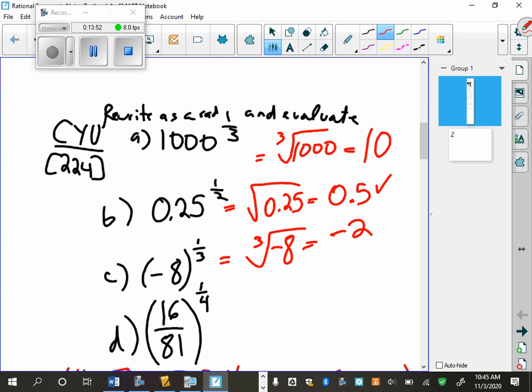Negative 2. Perfect. And then this one, fourth root. So you get the fourth root of 16 divided by the fourth root of 81. It's been a while since we've seen these. What's the fourth root of 16? 2. Fourth root of 81.